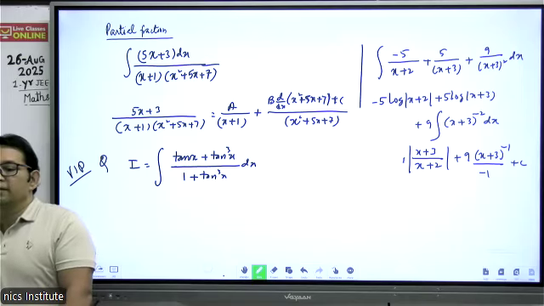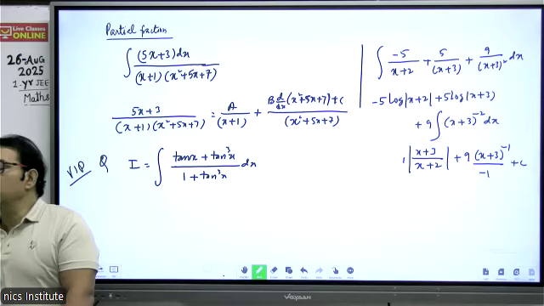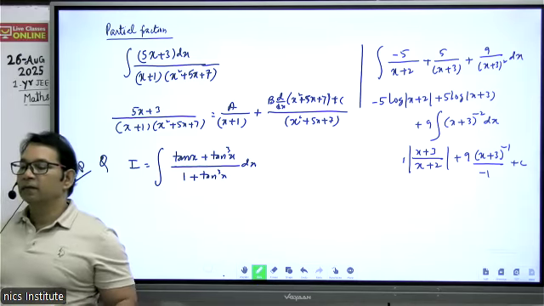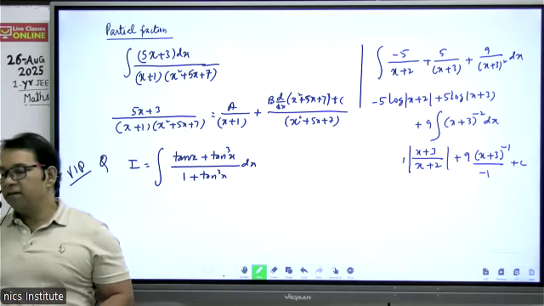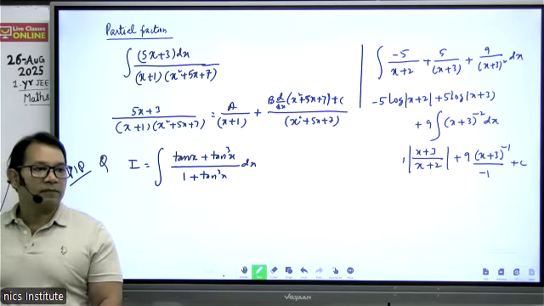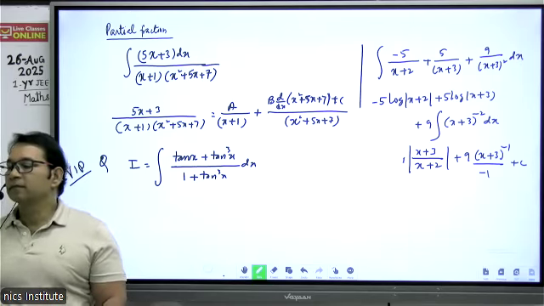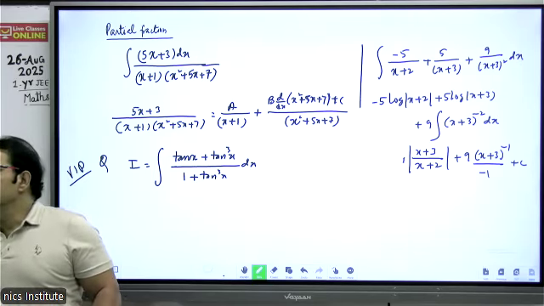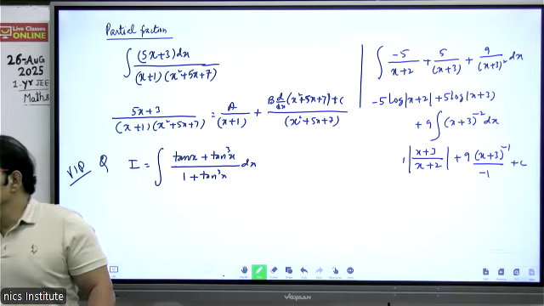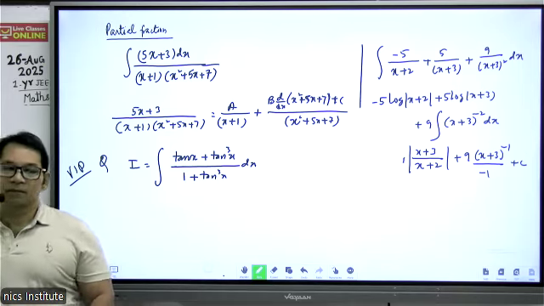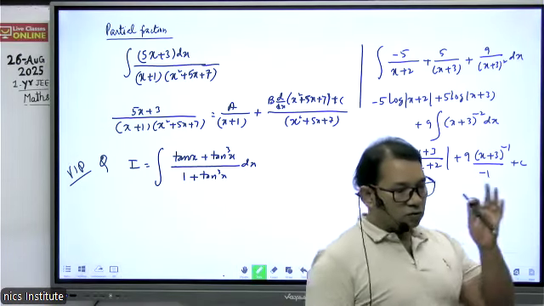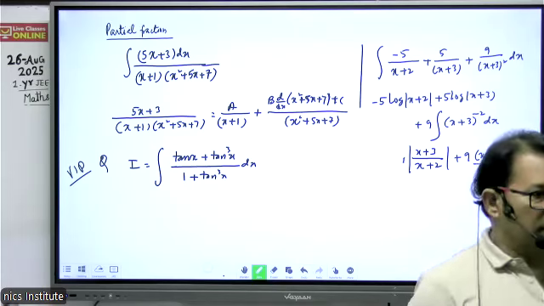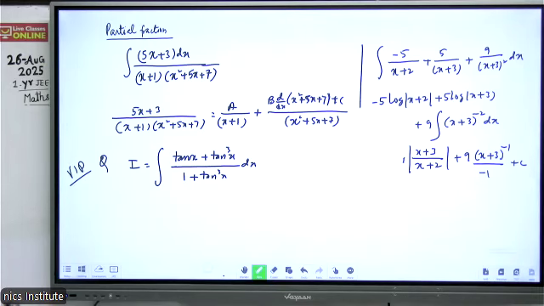What to do in this? First, convert into algebraic problem by substitution. Put tan x as t, its derivative is sitting in the numerator. Substitute tan x, take tan x common in the numerator first. So 1 plus tan square x would be sec square x.